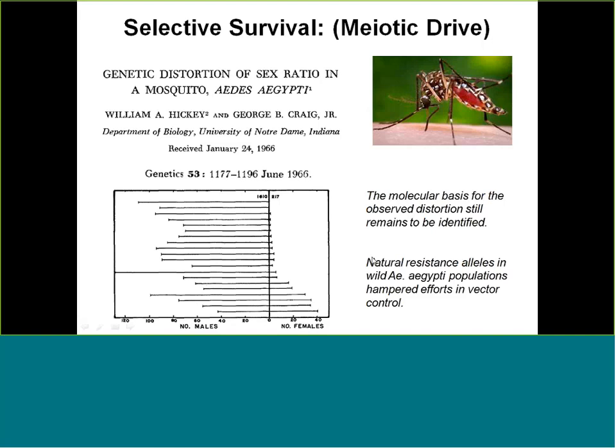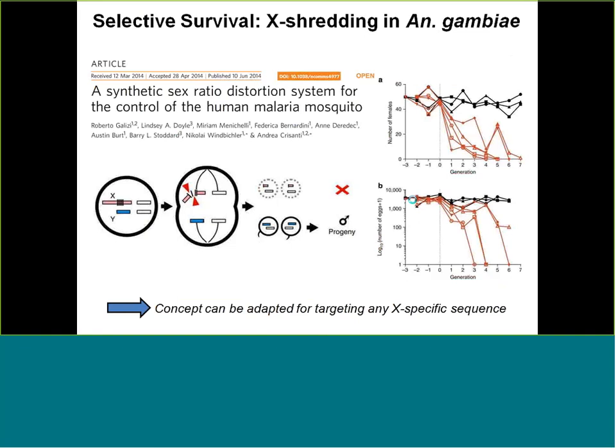This could not be used in vector control ultimately because in the wild there were natural resistance alleles which were quickly selected for. But this kind of concept led to a lot of thought about how to create this artificially.